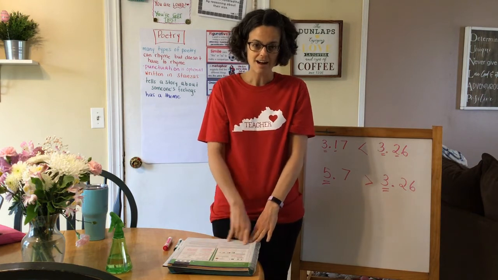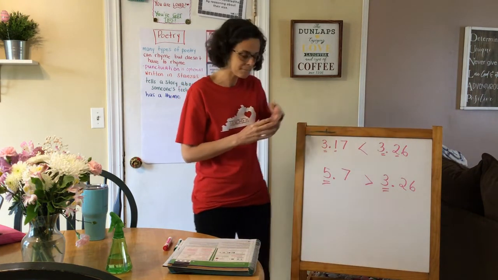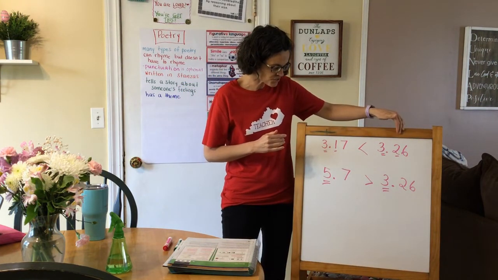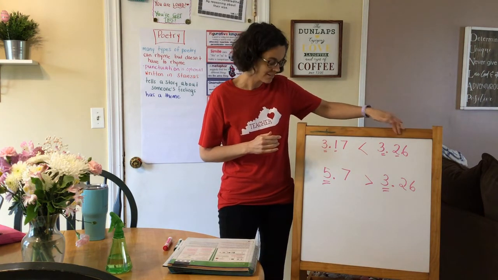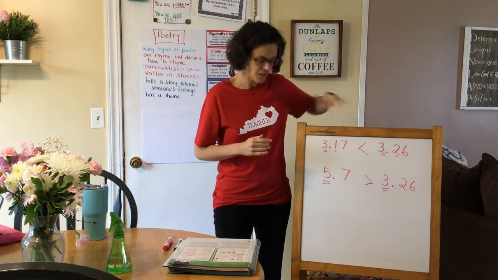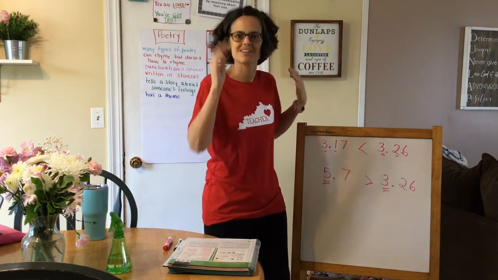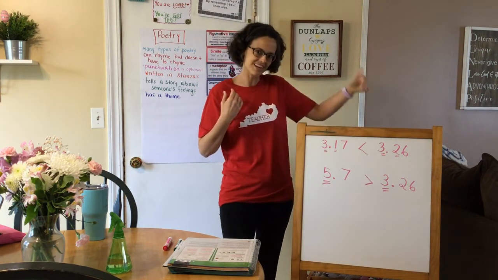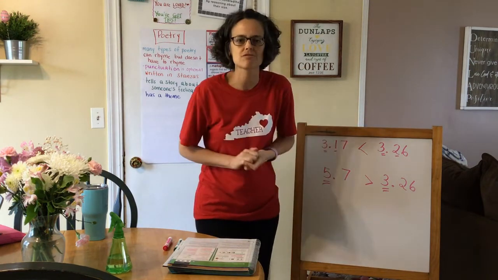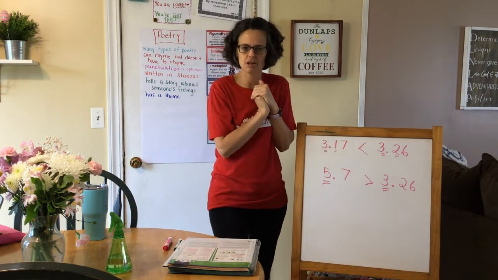Good work today. Remember our learning target, I can compare 2 decimals to the hundredths place. So we went tenths and hundredths. That's all we're worrying about in 4th grade. In 5th grade, next year, you will get the next one, which is thousandths, but you don't have to worry about that for 4th grade. Tenths, hundredths, that's all I'm worried about.